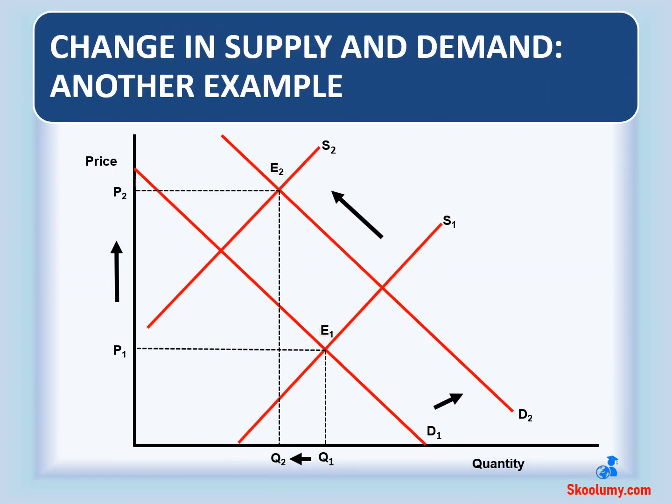Let's look at another example that is similar to the previous one. In this case, the decrease in supply from S1 to S2 is larger than in the previous example. The equilibrium price rises from P1 to P2 while the equilibrium quantity decreases from Q1 to Q2. When there is a simultaneous change in demand and supply, the magnitude of the change will determine whether there will be an increase or decrease in the equilibrium price and the equilibrium quantity.